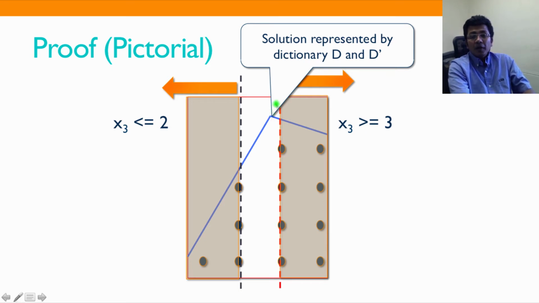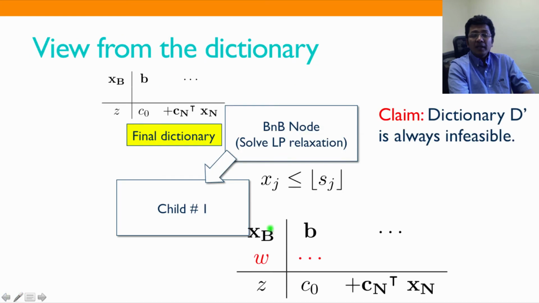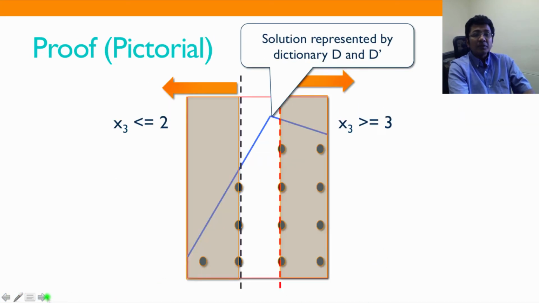And therefore, if you now look at what branch and bound does, it makes sure that this solution, the LP relaxation feasible solution, is no longer feasible in either of these two branches. The first branch excludes this, the second branch also excludes this. And therefore, we have a simple geometric proof that this dictionary will be infeasible. We can make it algebraic, but there is no need. We have done geometry, we can use it. So here is our paycheck for understanding the geometry.